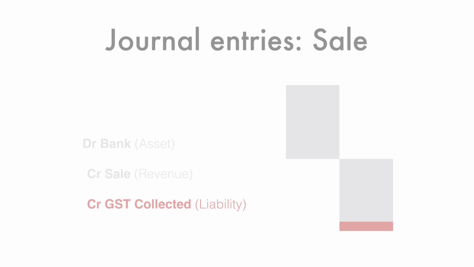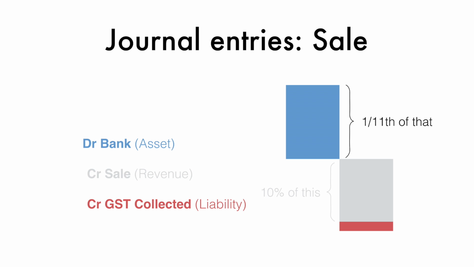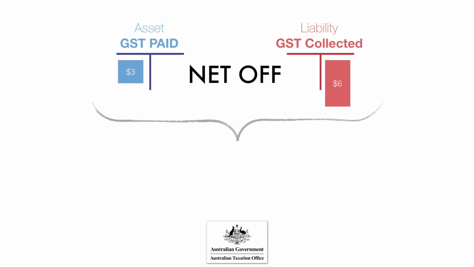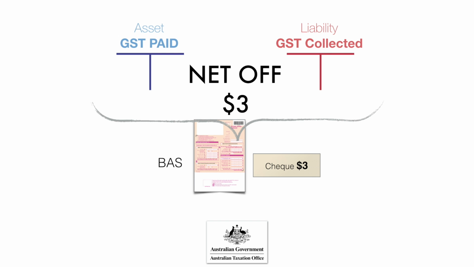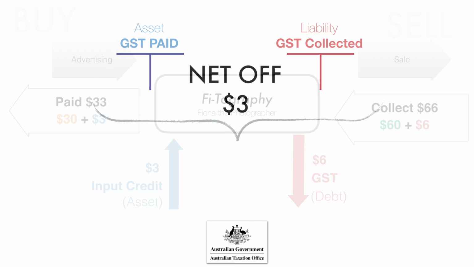Side note. While GST is 10% of the sale, you should realise that it's 1/11 of the final amount paid, that is the price including GST. At the end of the BAS period, she will net the two accounts off and remit $3 to the ATO. That $3 cheque is sent to the ATO with the BAS that shows exactly how she calculated that number.